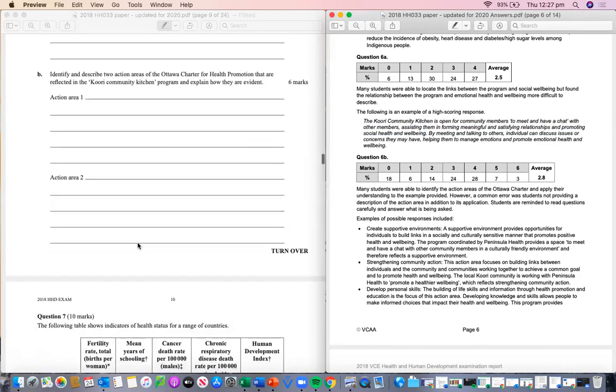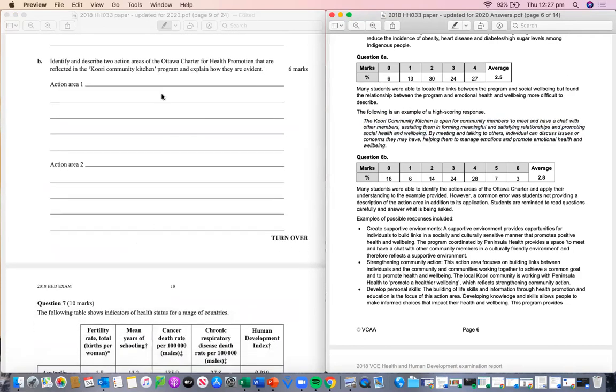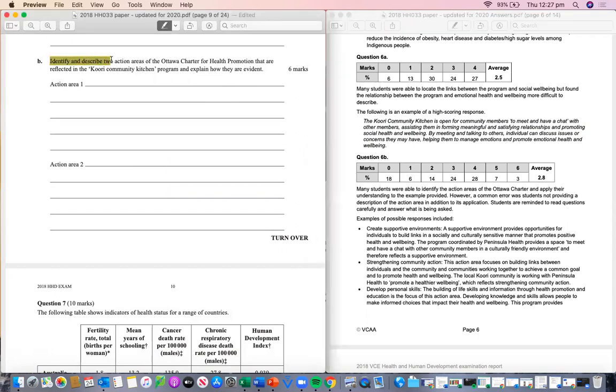Question 6B. Identify and describe 2 action areas of the Ottawa Charter for Health Promotion that are reflected in the Koori Community Kitchen program and explain how they are evident. Identify and describe. Your first step, you're identifying one action area, that's your first part, and then you're describing it. Same thing for the second area. Two action areas as well.